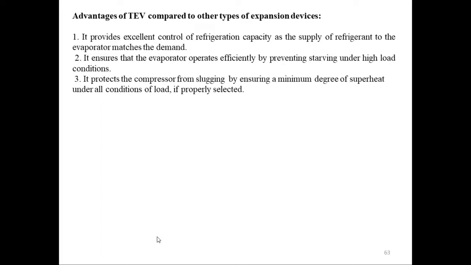So the advantages of thermostatic expansion valve compared to the other types of expansion devices are that it provides excellent control of refrigerant capacity as the supply of refrigerant to the evaporator matches the demand. So we can have different load on the evaporator, and to match that, different refrigerant can be passed into the evaporator. So we can have different mass flow rate into the evaporators according to the need of our load.